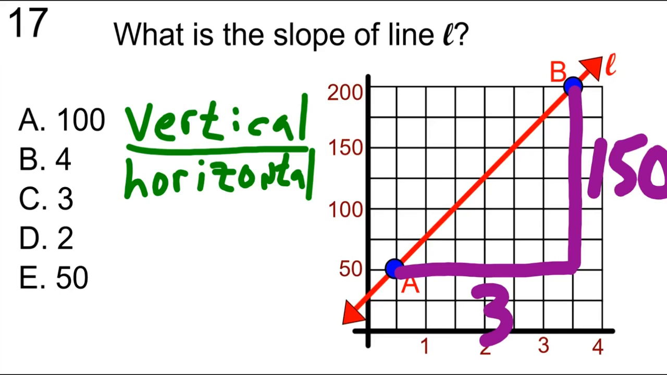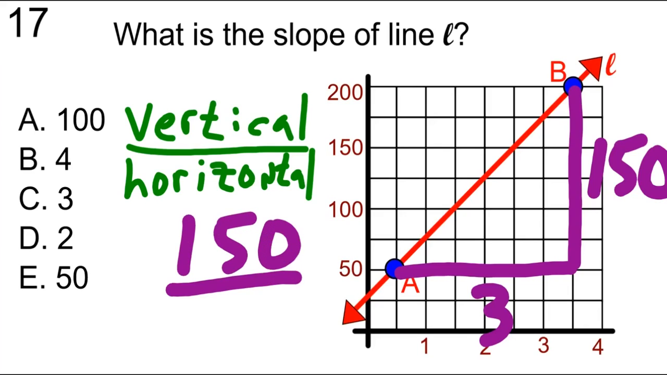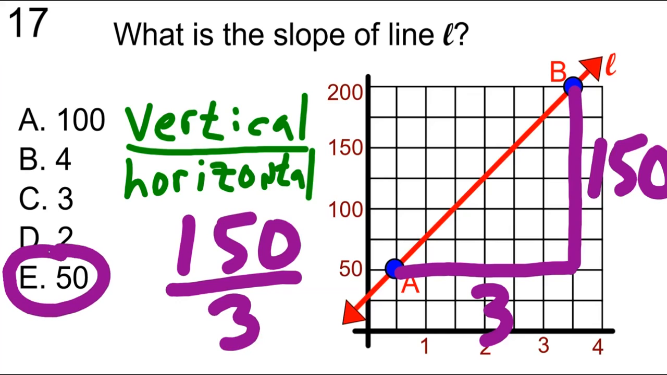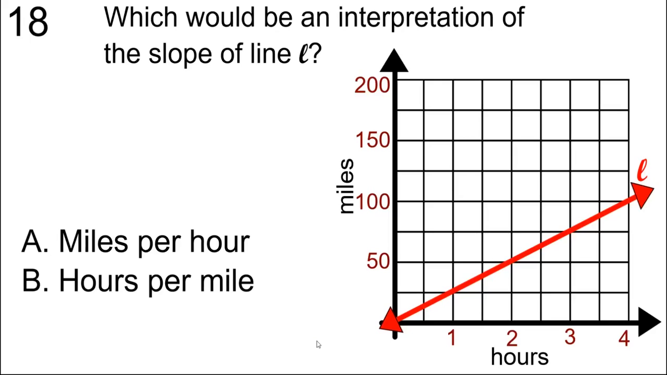In number 17, we want to know the slope of line L. The vertical change is 150. The horizontal change in direction is 3. 150 divided by 3 is 50. Number 18, which would be an interpretation of the slope of line L?